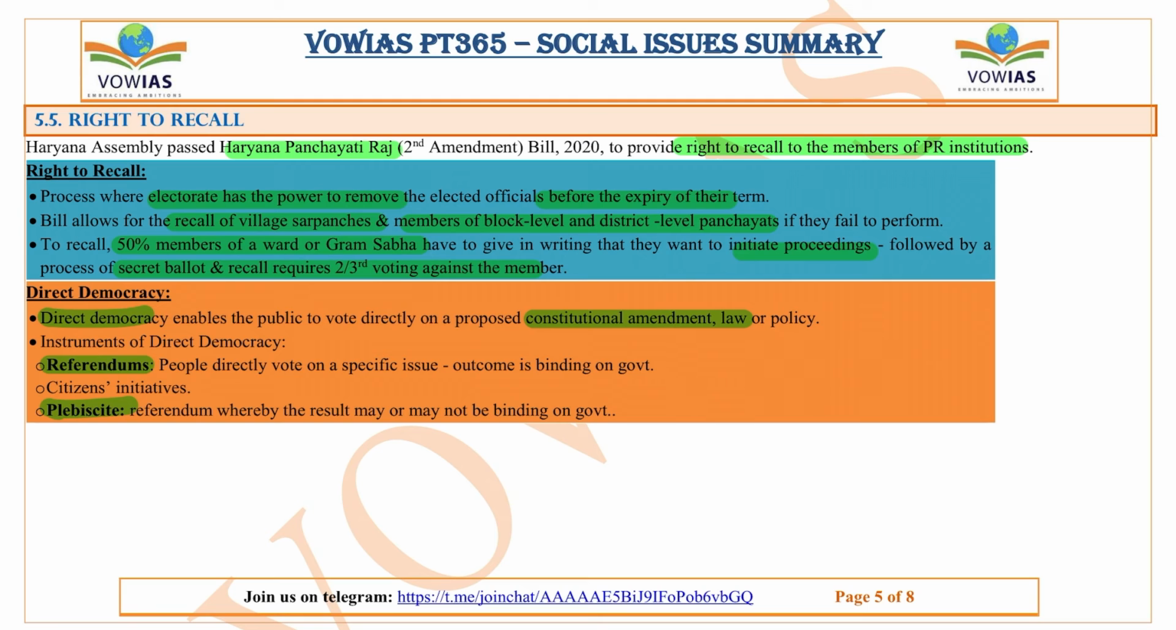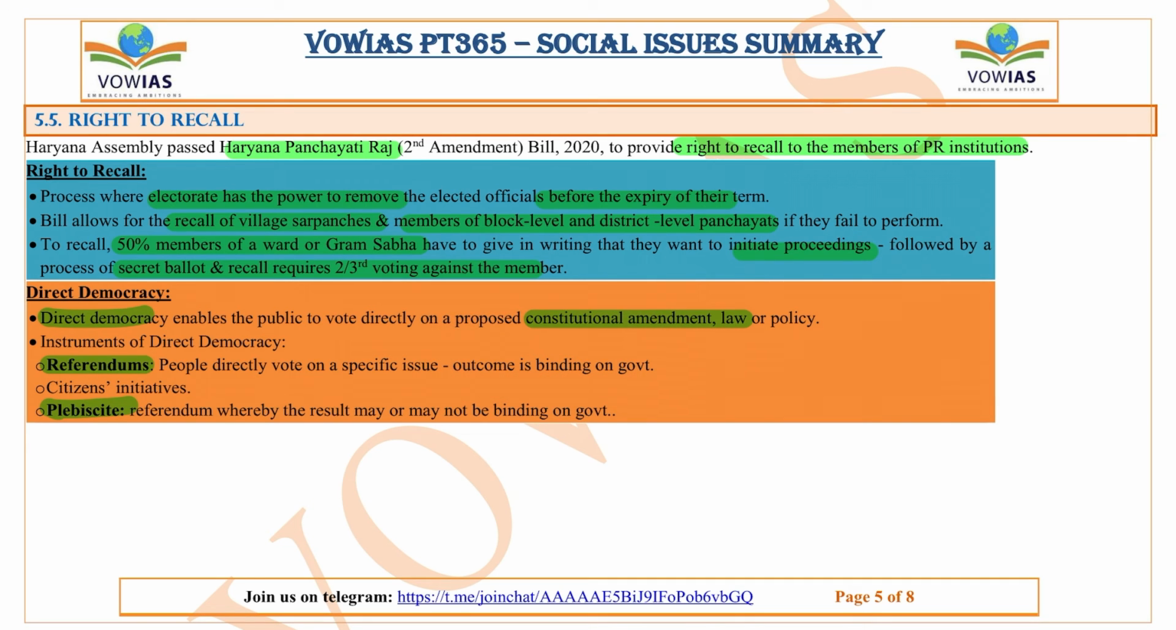So remember, which state has introduced this concept of right to recall? It is Haryana. And this is a part of direct democracy where people are voting directly for decisions. Direct democracy enables the public to vote directly on a proposed constitutional amendment, law or policy. That is the important thing with direct democracy. And among its instruments, you have the referendum, where people directly vote on specific issues. The outcome is binding on the government.